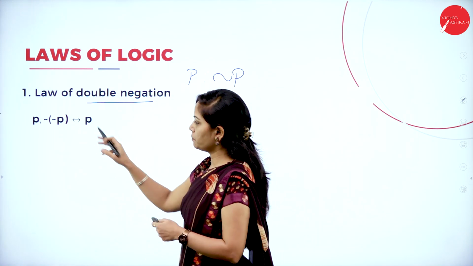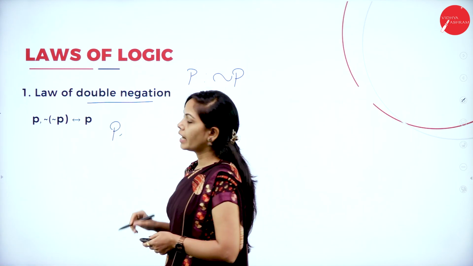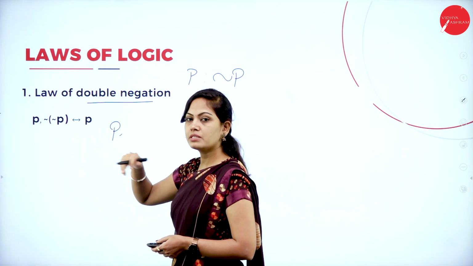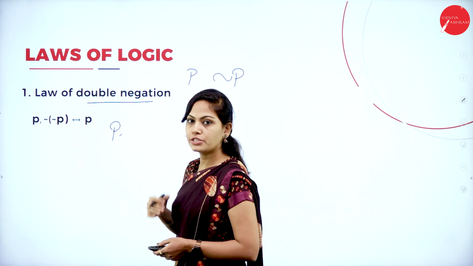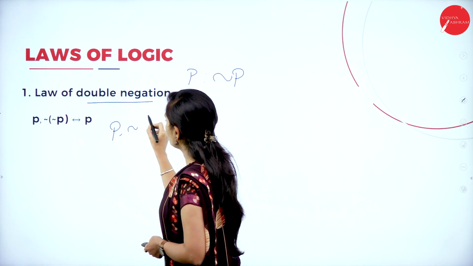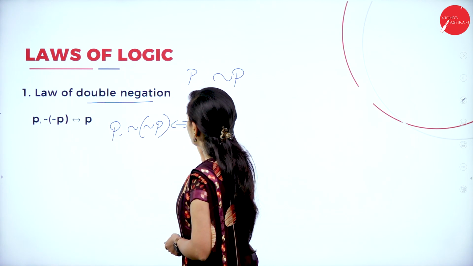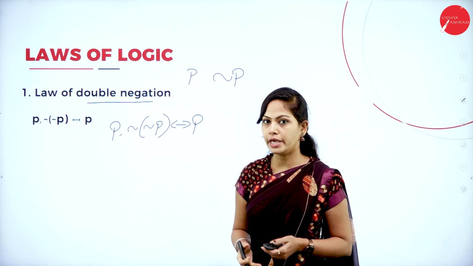Here I have one proposition called P. And what is the negation of this P? Negation of this P means complement. So negation P. And what is the double negation of this P? Negation of negation P is equivalent to P. So how to prove this? With the help of truth table.